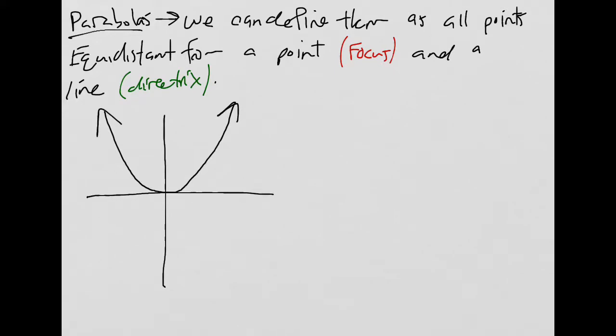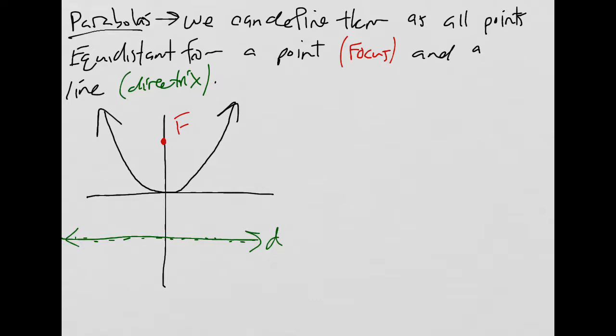So you should see that parabola that just popped up there. My focus is going to be interior. The parabola is always going to wrap around the focus, so I'm going to label that as F. And then my directrix is going to be a line down here that's parallel to the x-axis, like this. And that's my directrix. Maybe I'll just make it solid.